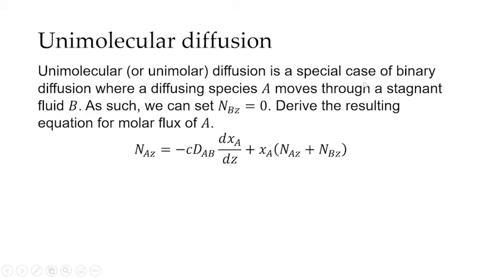Unimolar diffusion is a special case of binary diffusion where a diffusing species A moves through a stagnant fluid B. So for the previous equimolar counter-diffusion, both species A and B are moving at the same rate but in opposite directions, while here for unimolar diffusion, species B is stationary and only species A is moving. Since species B is stationary, we can say that the molar flux of B is equal to 0 because it's not moving. So if N_BZ is equal to 0, let us derive the resulting equation for unimolar diffusion coming from our generalized equation for diffusion.